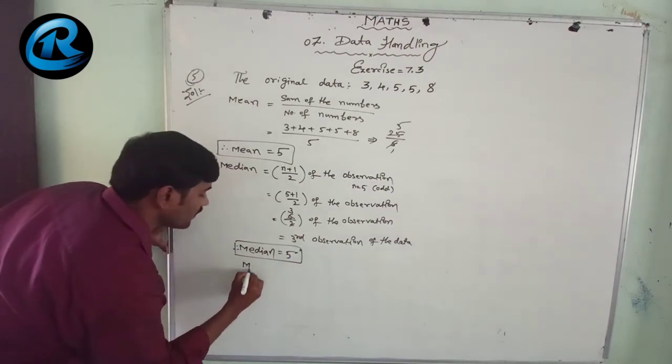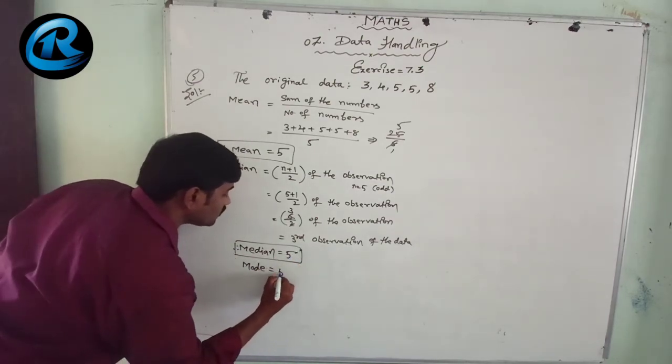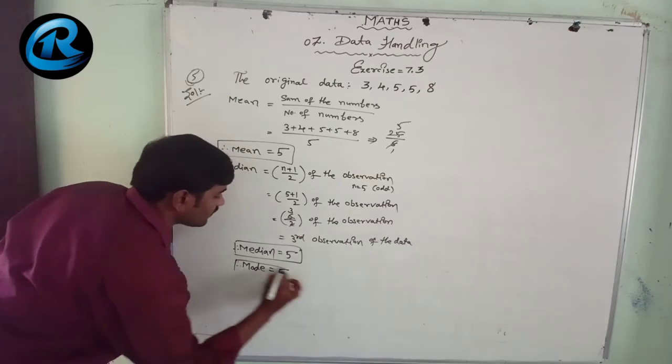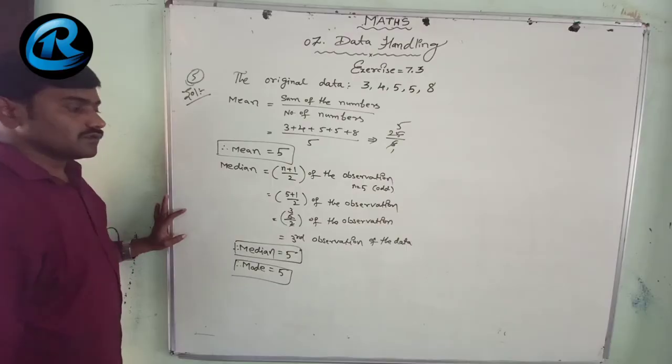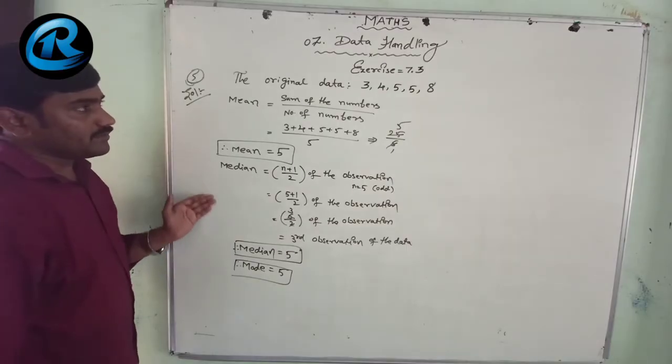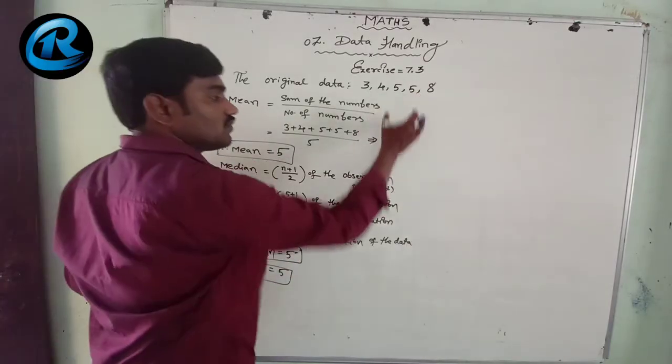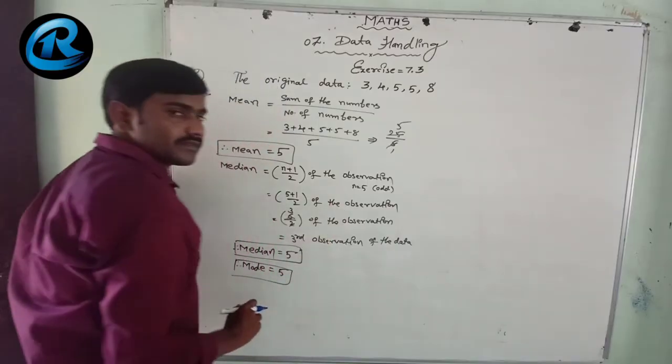Next we go for the mode. The most frequent number in the given data is 5. 2 times it is repeating. So the mean, median and mode of this original data is 5, 5, 5.